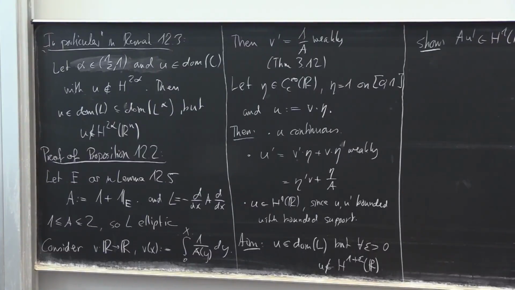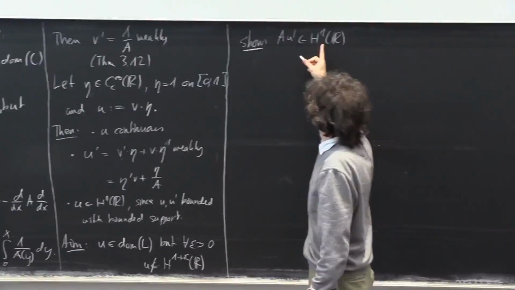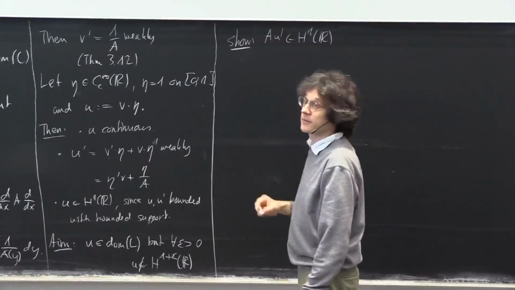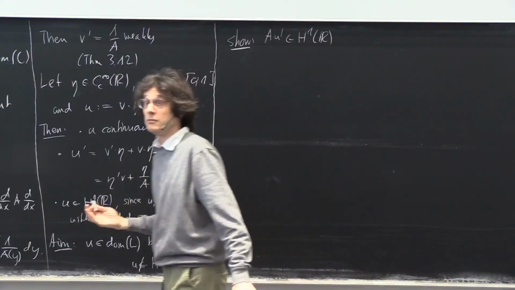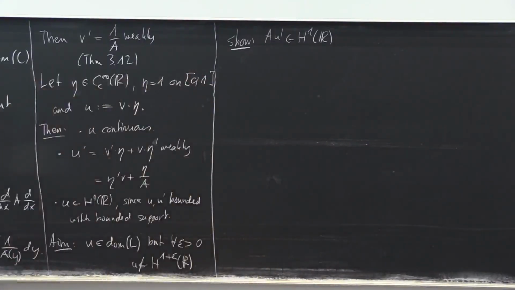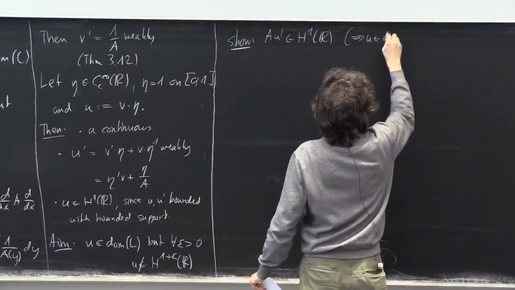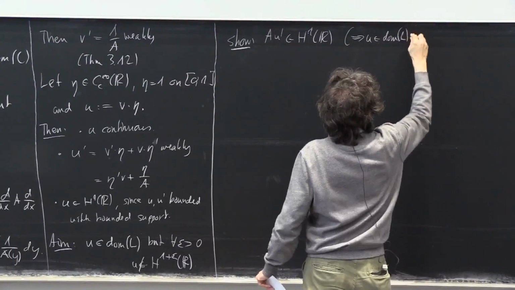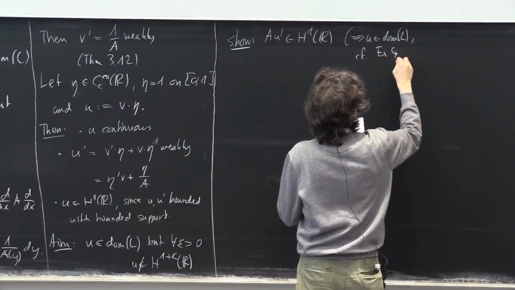Why does this suffice? Because if A U prime is in H1, you can do another derivative of this one, and the derivative of A U prime is just LU. Then LU is in L2. So this means that U is in the domain. So once you have this, it gives you U in the domain. This was exercise 4.6.